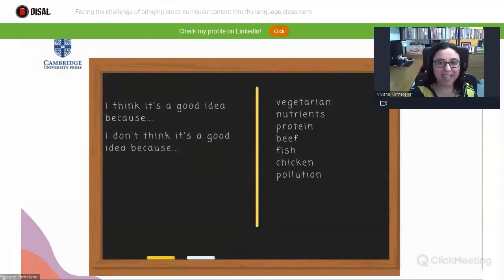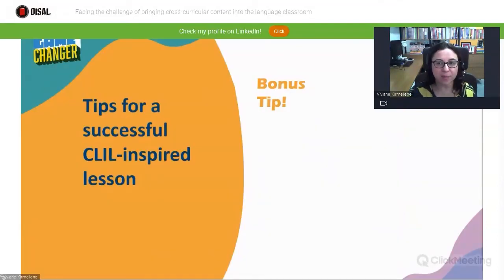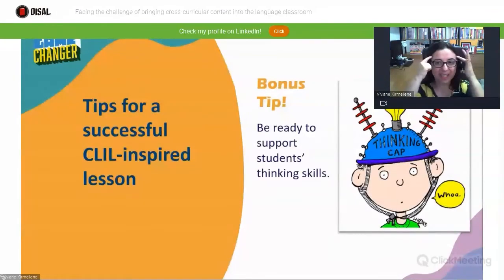Okay, and finally, our bonus tip. Be ready to support students' thinking skills. Remember that I mentioned earlier that in CLIO classes, the cognitive load is higher. So our students in CLIO lessons work harder, let's say, in cognitive terms, than students who are just working with language or content in isolation, okay?